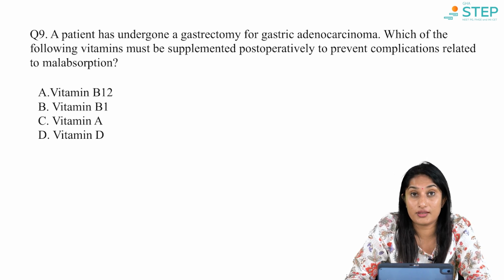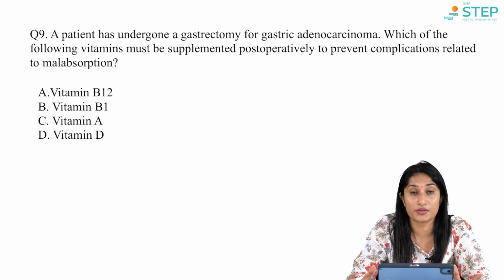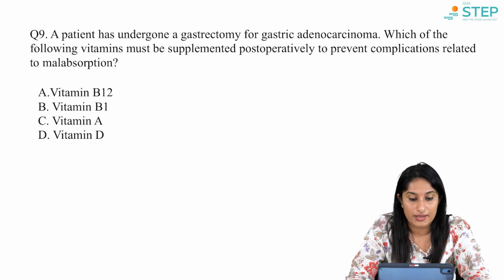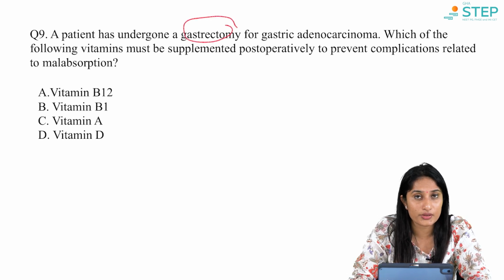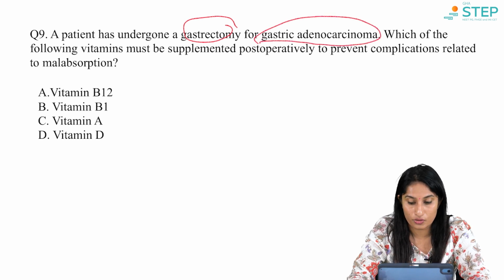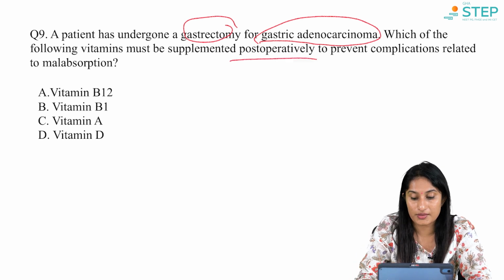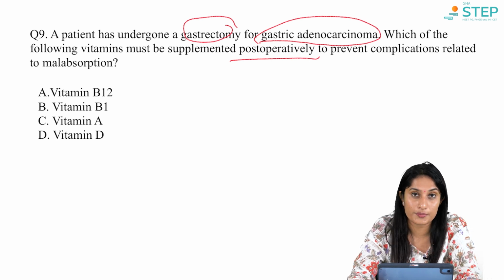We again have a lot of questions coming from the vitamins chapter, so this becomes a very important, high yield topic for the preparation. We have a patient who has undergone gastrectomy. Why has he undergone gastrectomy? Because of gastric adenocarcinoma. Now, which of the following vitamins must be supplemented post-operatively to prevent complications related to malabsorption?